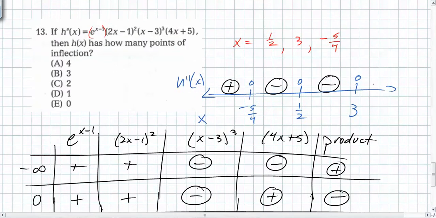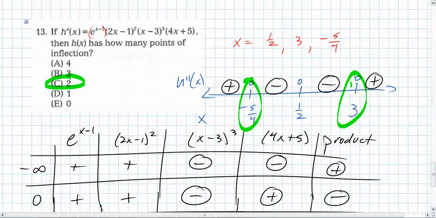No, it doesn't have to. No, but you're verifying it. So in this case, how many inflection points are there? There's 2 of them. So there's going to be an inflection point here and here, but not at 1/2, because does the concavity change at 1/2? No, it does not.